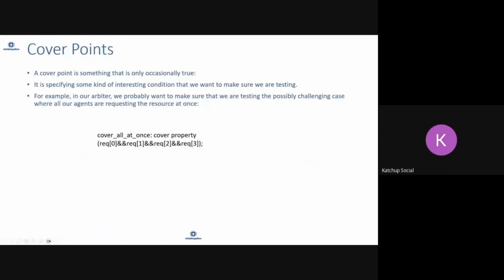Then cover points are points which you want to say are occasionally true, and whether you have verified it or not. I'm not going into a lot of syntactical details; I'm covering this at a high level. But you can have cover points which are sometimes true, and you want to check whether that happened in your design or not.